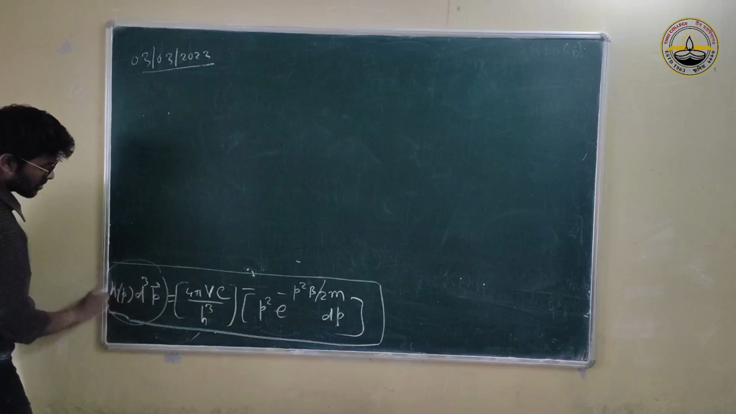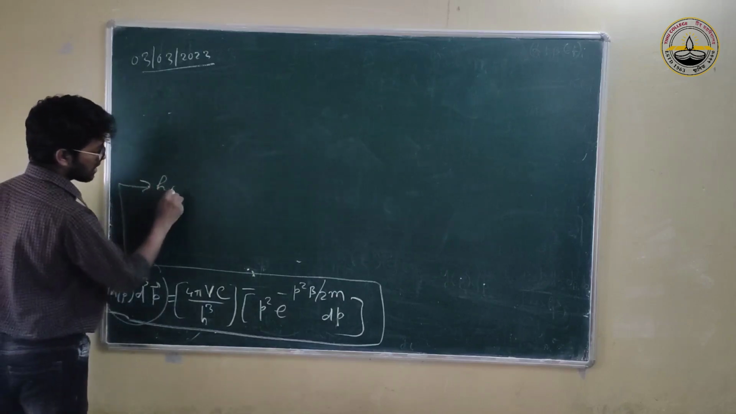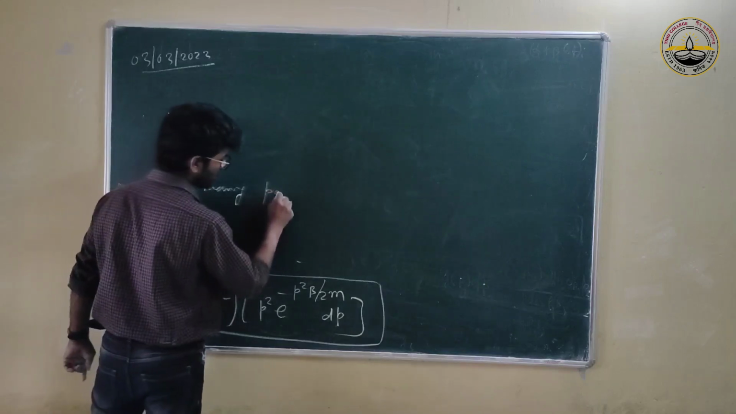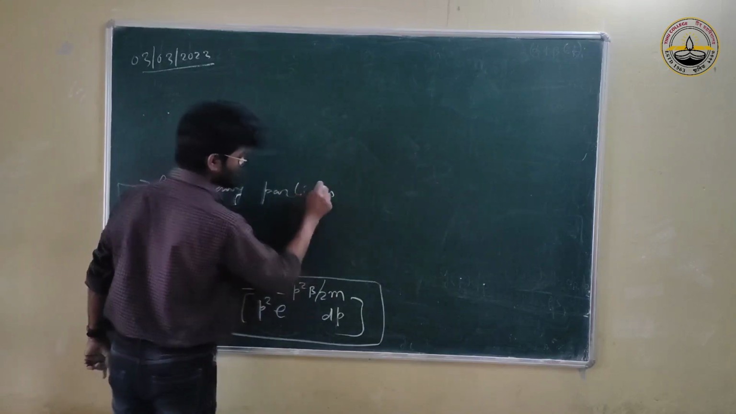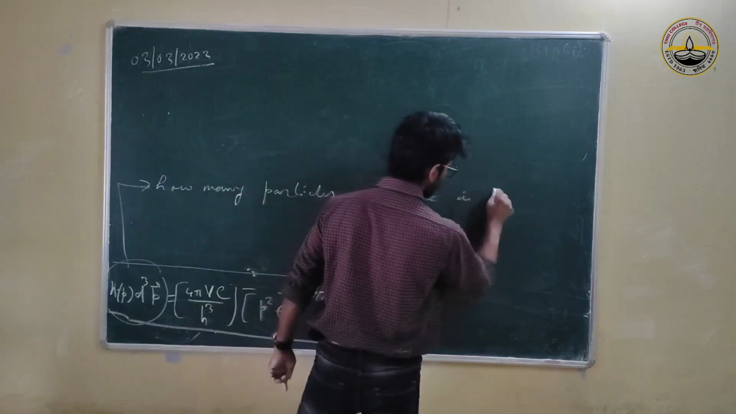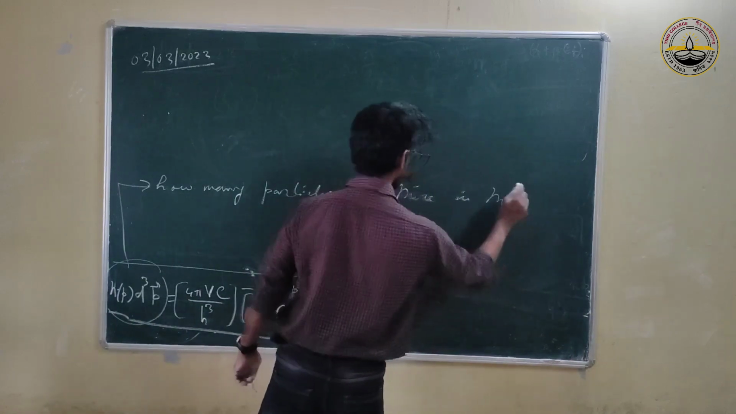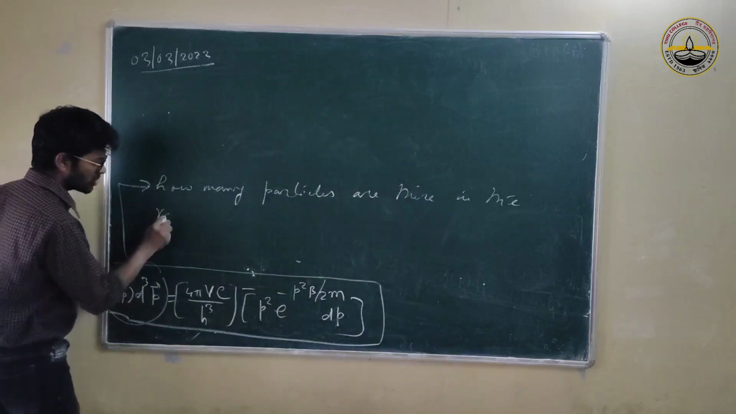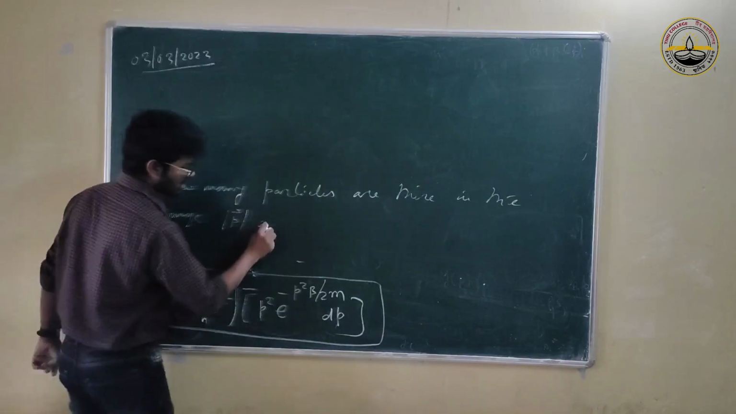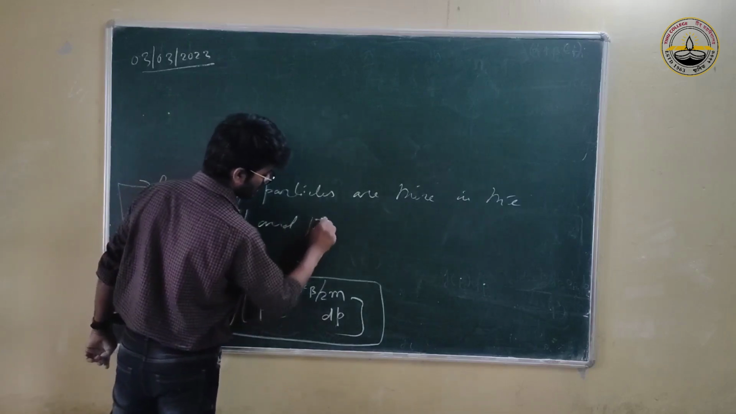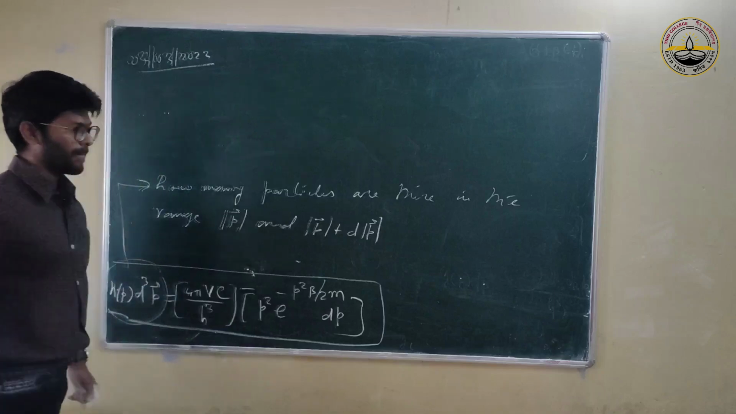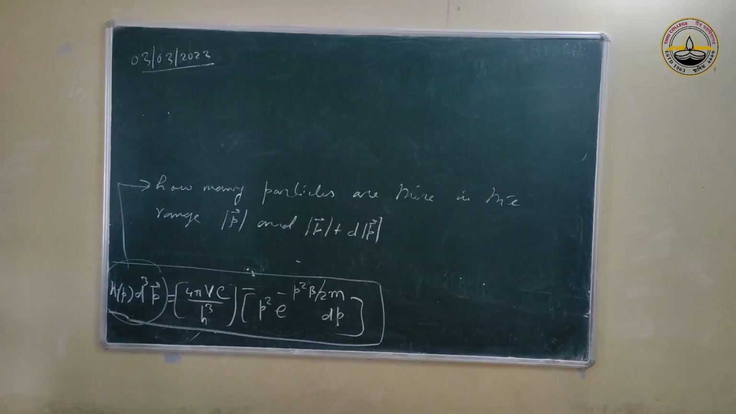So how many? This is how many particles are there in the range P and P plus dP. That's this.